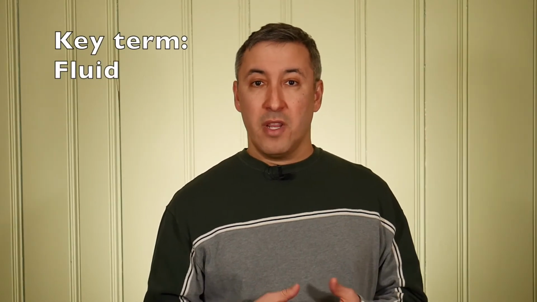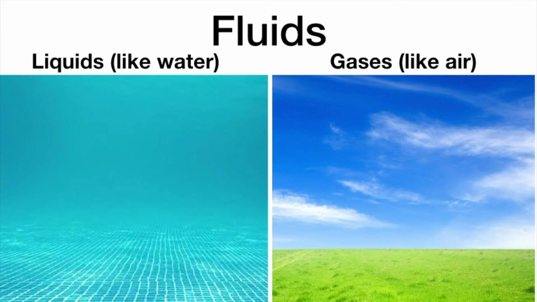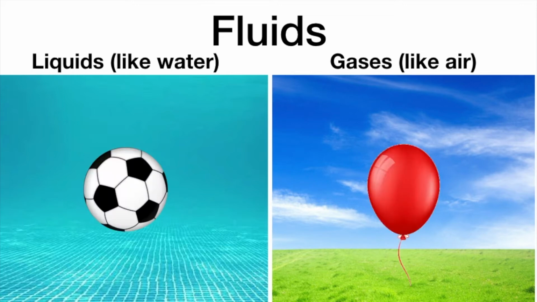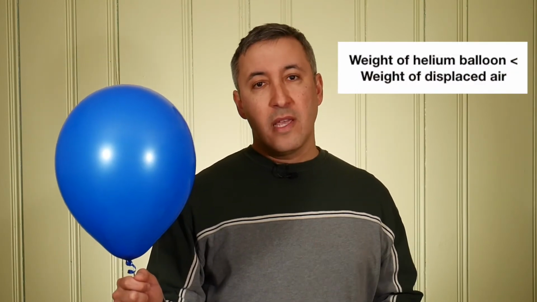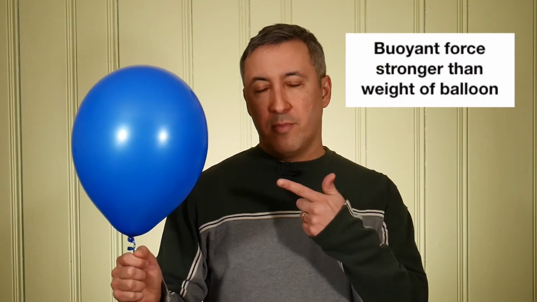A key term in Archimedes' principle is the word fluid. We know that liquids, like water, are fluids, but did you know that gases, like air, are also fluids? Because both water and air are fluids, the same principle applies to a ball in water as to a helium balloon in air. This helium-filled balloon displaces a volume of air. Where there used to be air, there is now a balloon. The weight of the helium-filled balloon is less than the weight of the air that it displaced. The buoyant force is stronger on the balloon than its weight, which will cause the balloon to float, just like the ball that was submerged under the water.